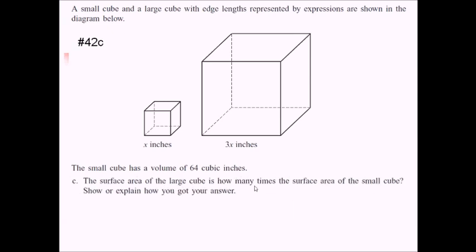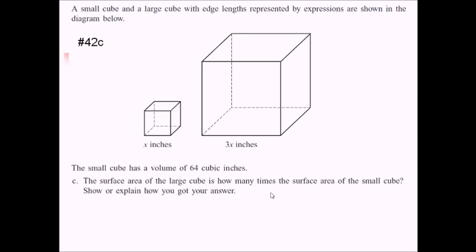For Part C, the surface area of the large cube is how many times the surface area of the small cube. So for this, we need to figure out, there's a lot of ways of doing this. I'm just going to figure out the surface area of the large cube and then divide that by the surface area of the small cube. That's the most straightforward way to do it. But you could use these terms with x's in them and actually get an answer doing it that way. But I'm not going to be that fancy.